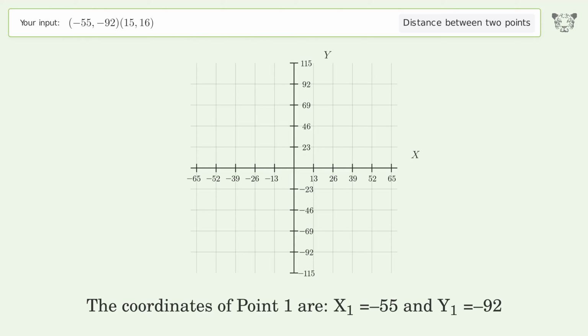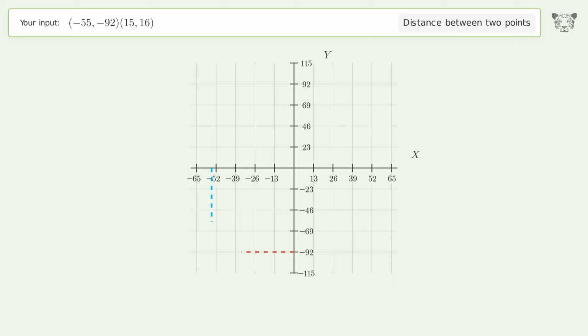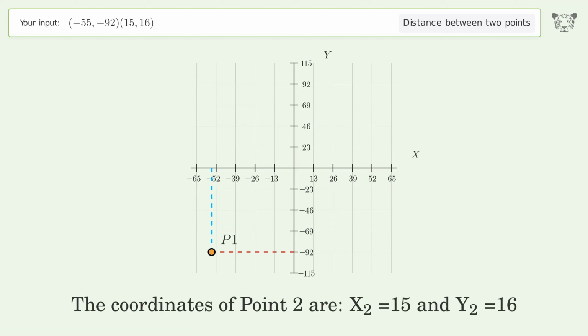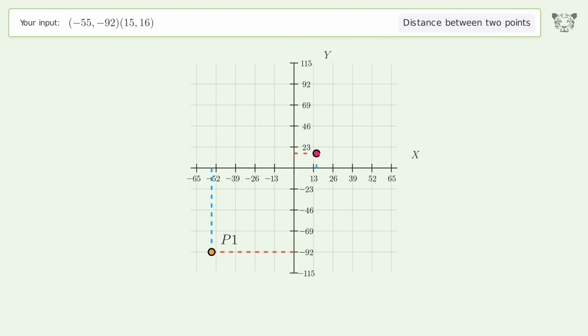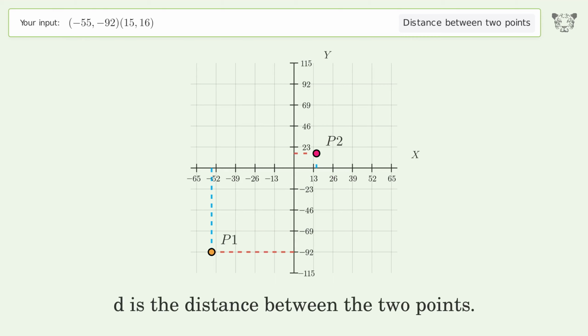The coordinates of point 1 are, x1 equals -55 and y1 equals -92. The coordinates of point 2 are, x2 equals 15 and y2 equals 16. D is the distance between the 2 points.